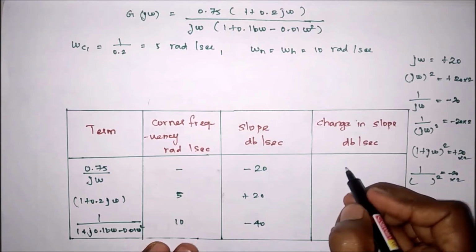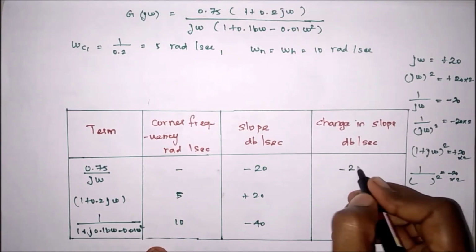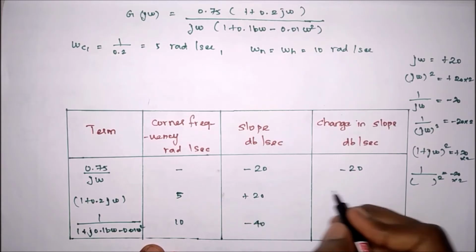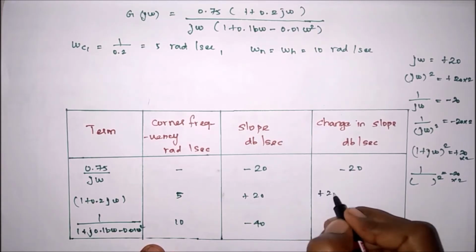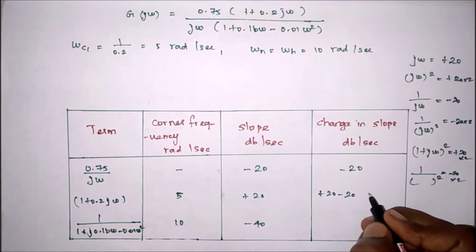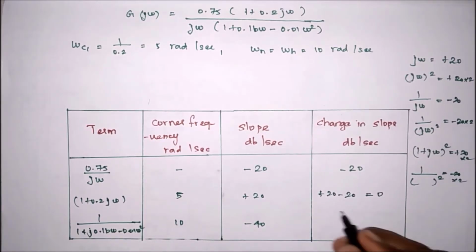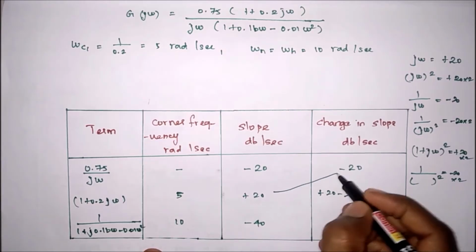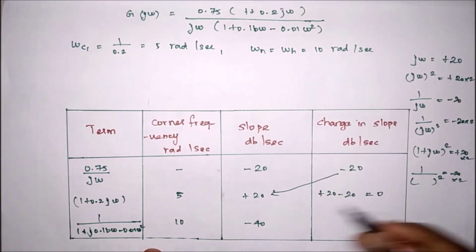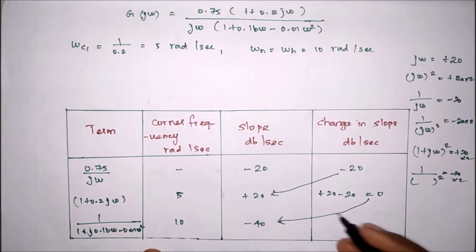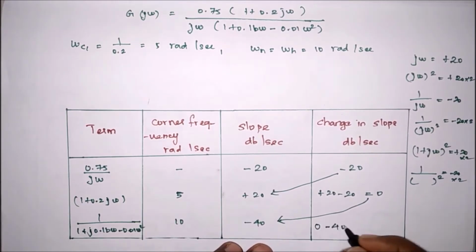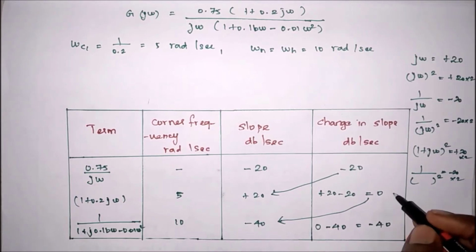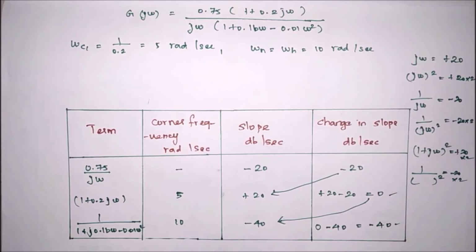So now we have to write the same 20 here. Then we have to add this minus 20 with this plus 20. Therefore plus 20 minus 20 equal to 0. Then we have to add this 0 with this minus 40. So 0 minus 40, we will get minus 40. So now the slopes are 0 and minus 40.